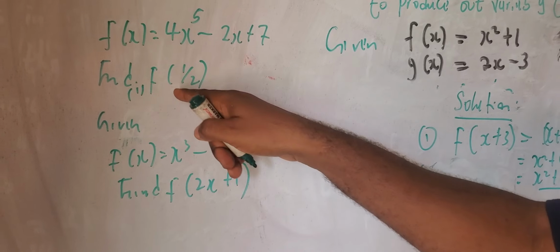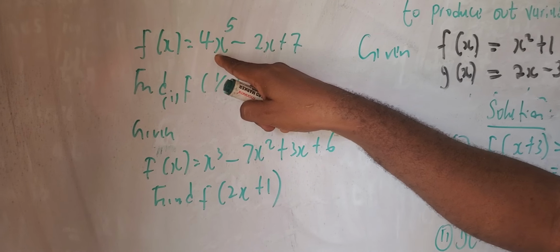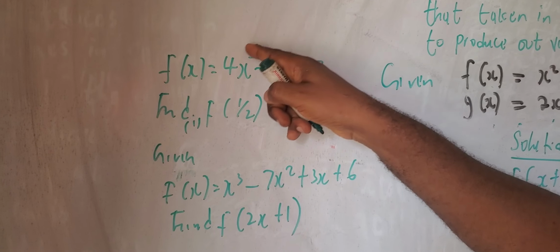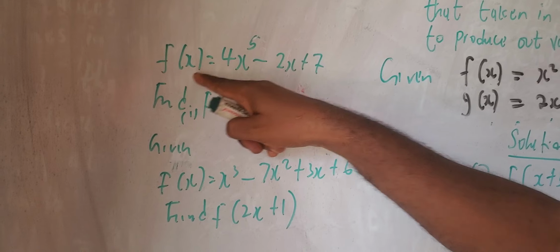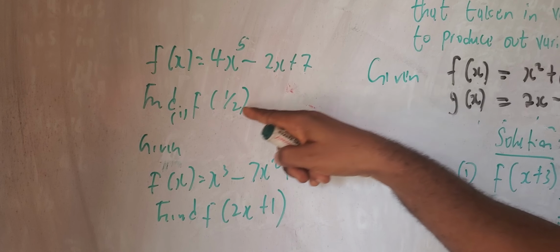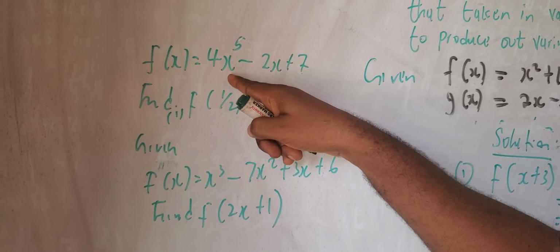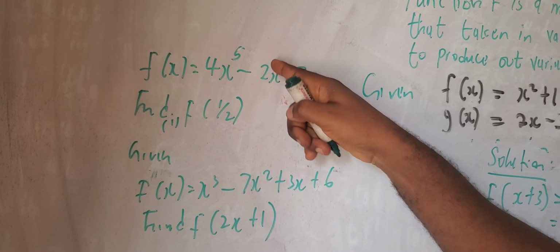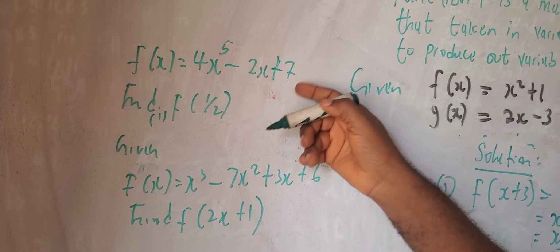The workings of this one, let me give you a clue. It says that whatever is here, take it to power of 5. Whatever you have gotten, multiply by 4. Then you subtract whatever is here, multiplied by 2. Then you add 7. So what we have here is half. So when you put half raised to power 5, multiply your answer by 4, minus 2 times this half again, then plus 7. We are going to get our answer.